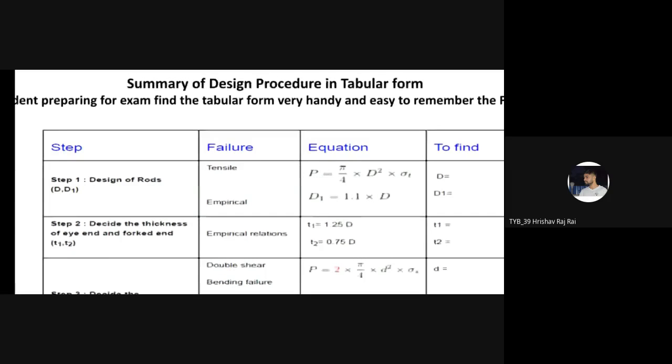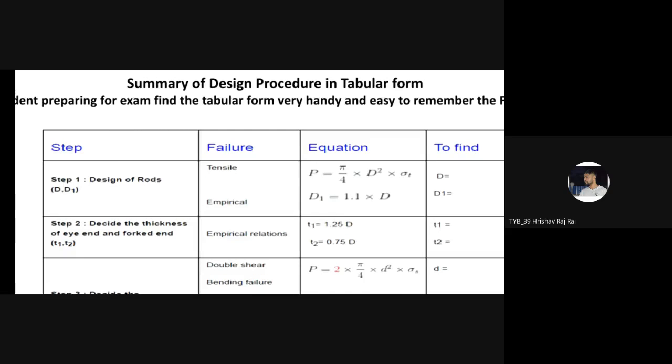So which criteria are we going to consider here? The failure criterion which we are going to consider is the tensile one. From that, the equation which we are going to use is: force is always given by area multiplied by stress. So force is P, area is pi by 4 D square, capital D square, multiplied by sigma T, the design tensile stress value. From this, we can calculate this capital D.